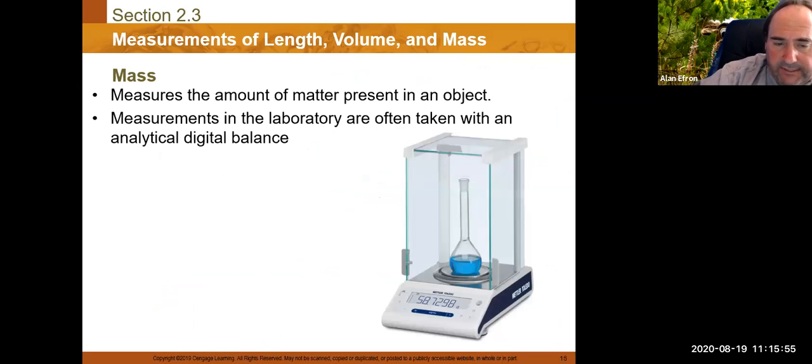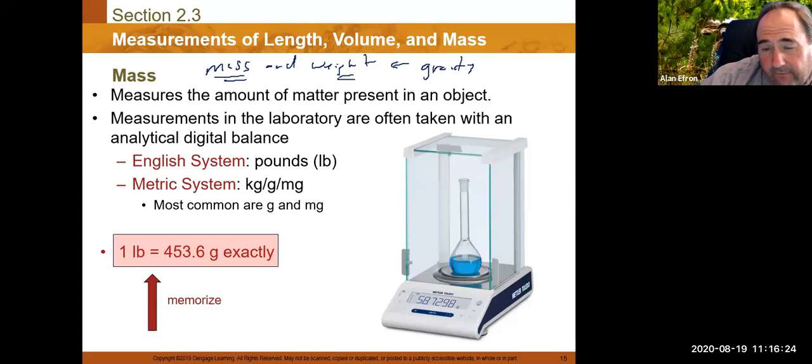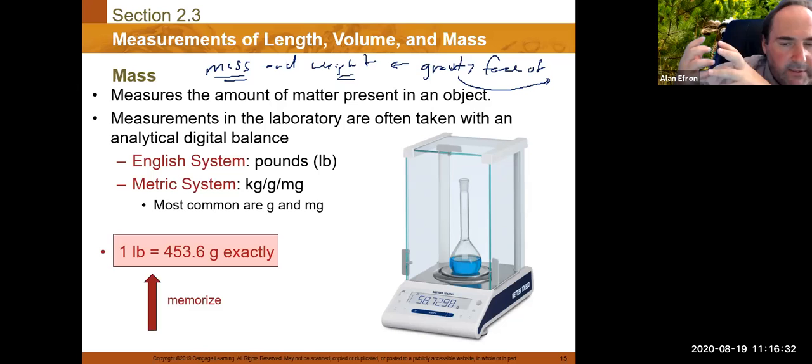Now, mass measures the amount of matter that is present in an object. There is a difference between mass and weight. Mass is independent of gravity, while the weight of something takes into effect the force of gravity. So when we talk about the weight of something, it is dependent on the force of gravity.